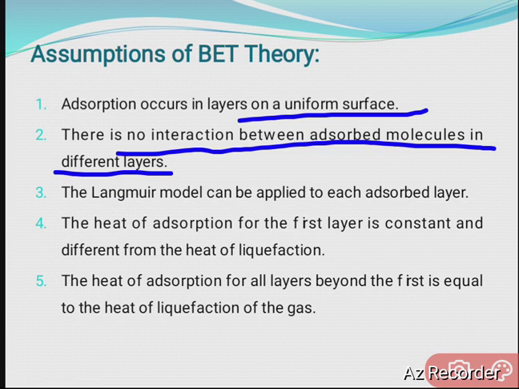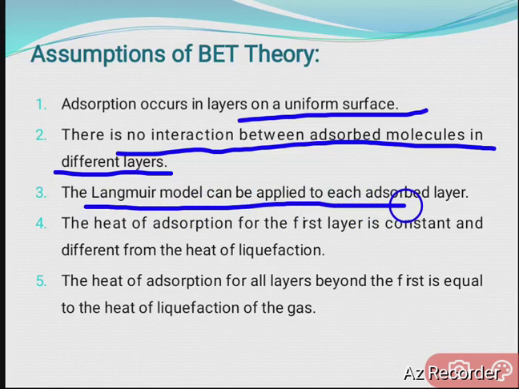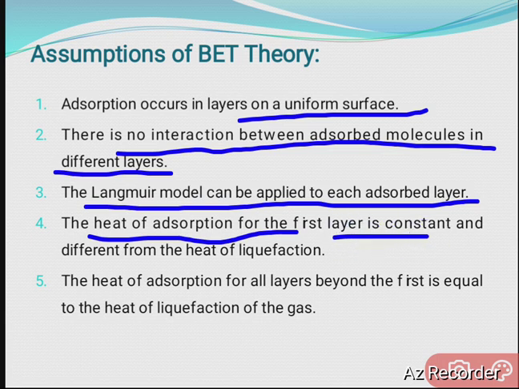Okay. So in the case of the Langmuir model, what is one of the criteria? There are no lateral interactions between the adsorbed molecules, right? So this theory also assumes that there is no interaction between the adsorbed molecules. And the third one is that the Langmuir model can be applied to each adsorbed layer. Fourth, the heat of adsorption for the first layer is constant and it is different from the heat of liquefaction of the gas. Okay.